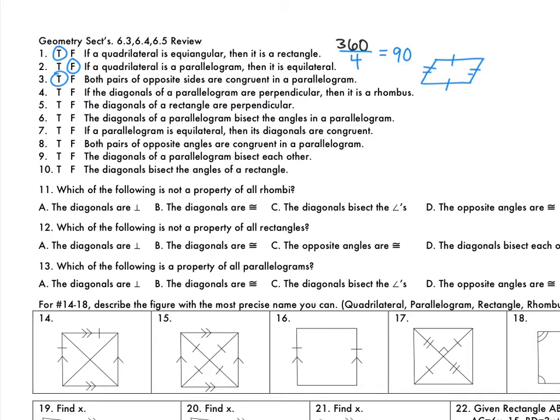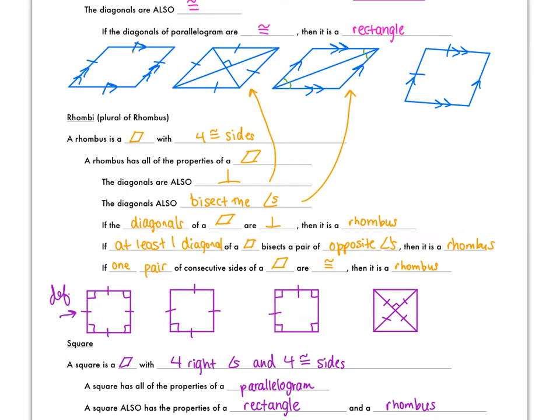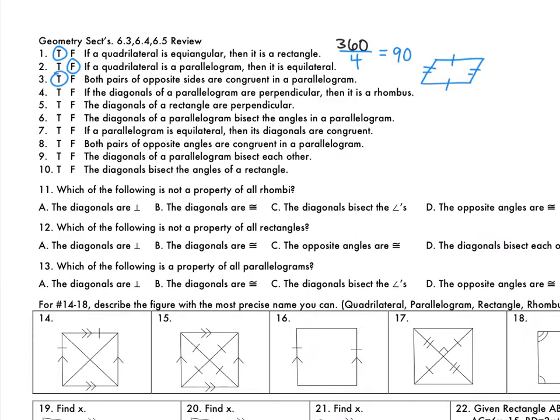Number four, if the diagonals of a parallelogram are perpendicular, then it is a rhombus. If you remember, that is a quality of a rhombus when we had our rhombus lesson. So when we did this lesson over rhombuses, or rhombi, whatever, we can see that that was one of the qualities. The diagonals are perpendicular. They also bisect each other like parallelograms, since it is a parallelogram, but we know they intersect at a right angle. So yes, that would be a rhombus. So that means number four is true.